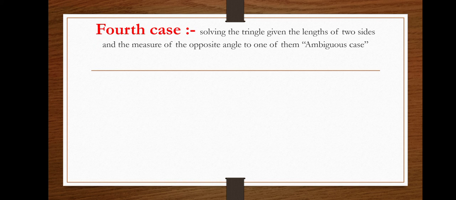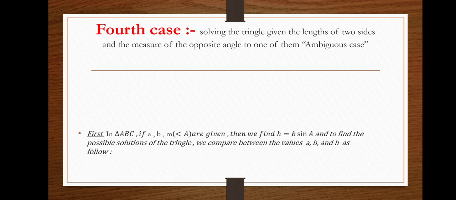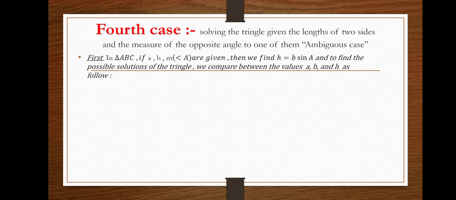Fourth case, solving the triangle given the length of two sides and the measure of the opposite angle to one of them. Yes, the ambiguous case. First, in triangle ABC, a and b and the measure of angle A are given, then we find h equals b sin A and find the possible solutions of the triangle. We compare between the values a, b and h as follows, if angle A is an acute angle.